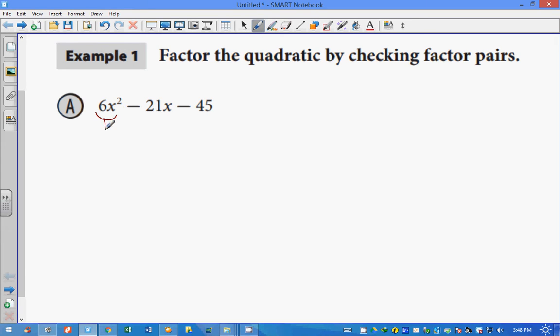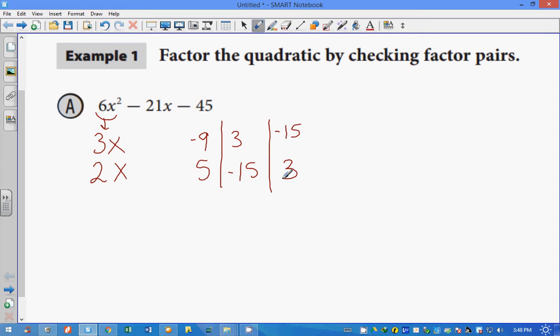And how do we factor the 6x squared? 3x and 2x. As you know, when we factor this, we have to factor negative 45 as negative 9 and 5, or we can factor this 3 and negative 15, or we can factor this negative 15 and 3. We have three different options for the negative 45. We are going to try one by one. Let's get started with the first try.